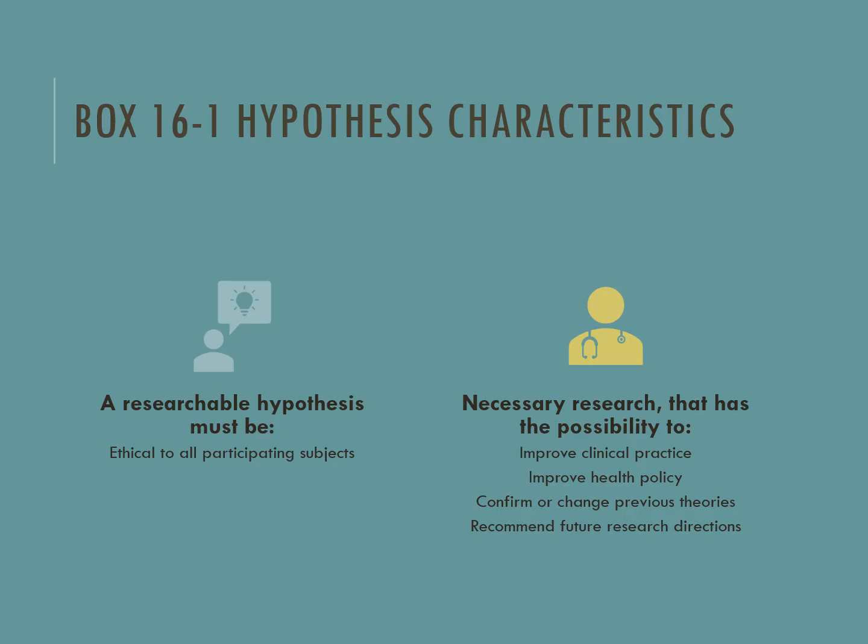All right, so moving on past some of those studies, we get to page 202. This is box 16-1, on page 196 at the bottom. This just looks at the types of characteristics that your research has to fall into.